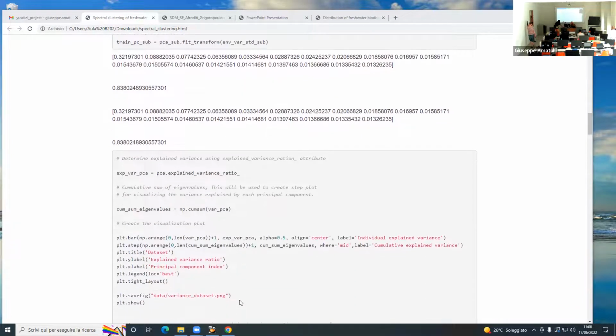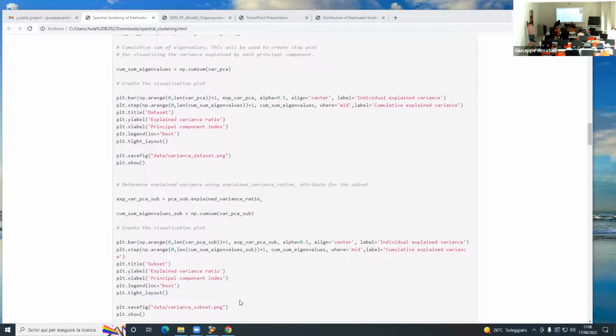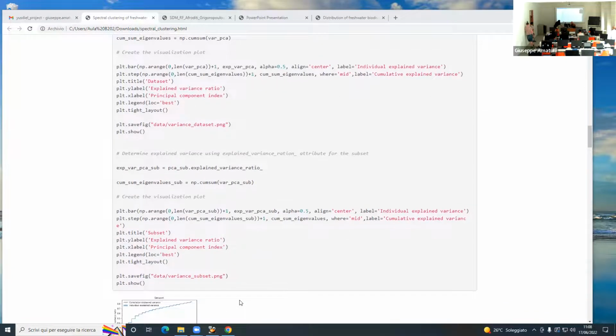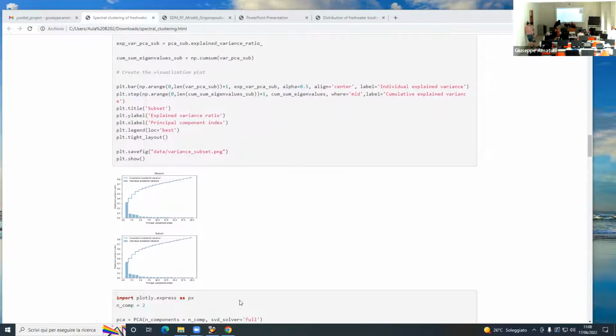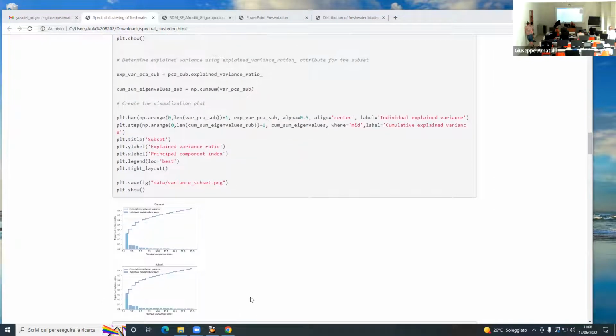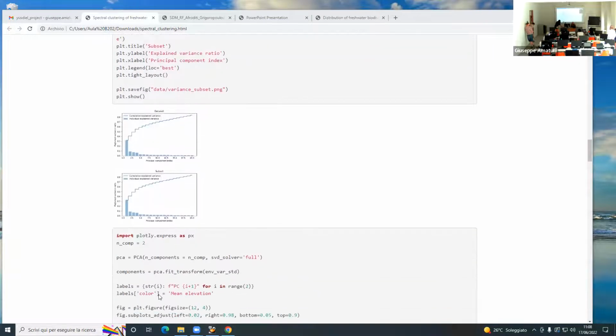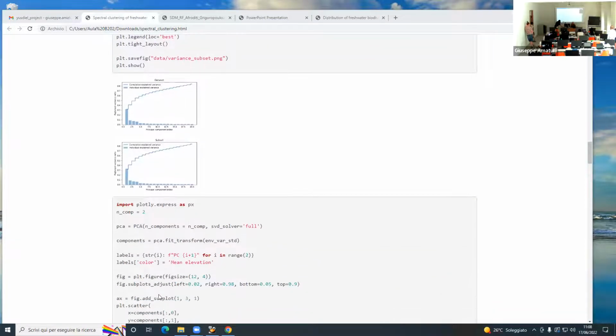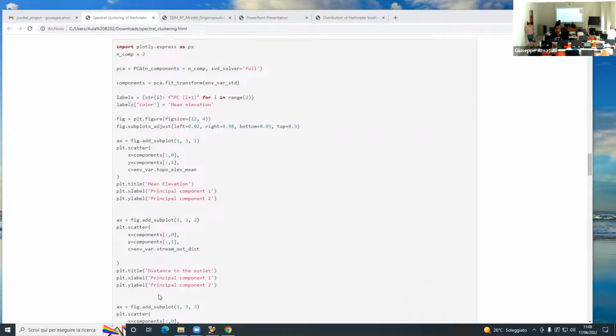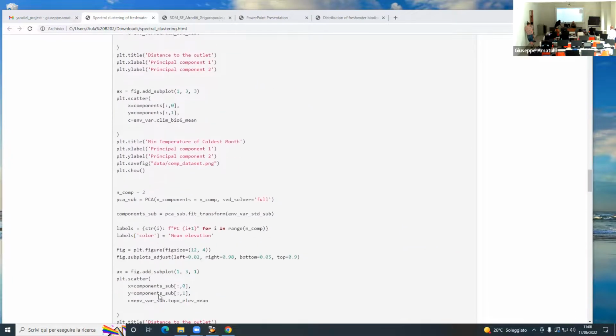I also looked at the explained variance ratio. They're a bit small, but it's showing you the explained variance ratio. The first principal component describes almost 0.4.